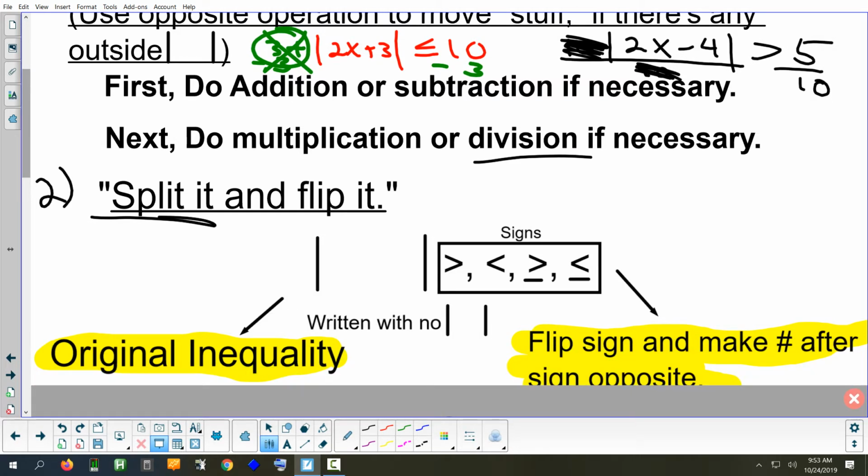So, one thing you're going to write down is the original inequality. You're just going to take away the bars. That's it. Just write the original problem exactly the way it is, but just take out the bars.